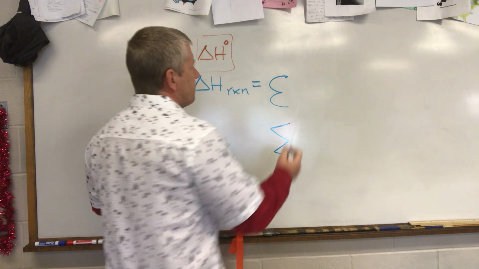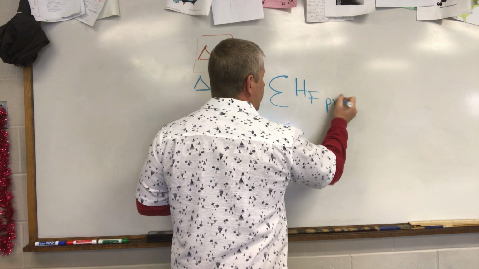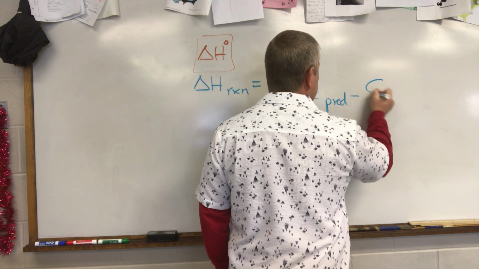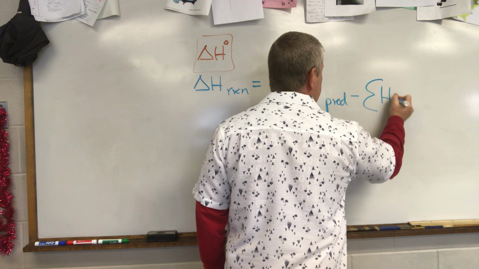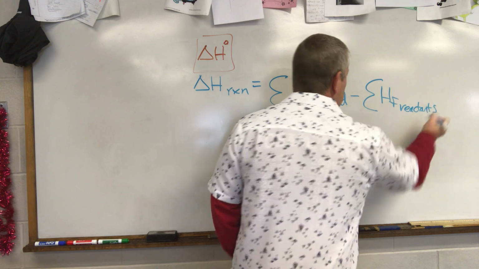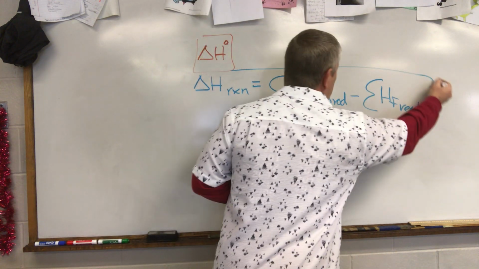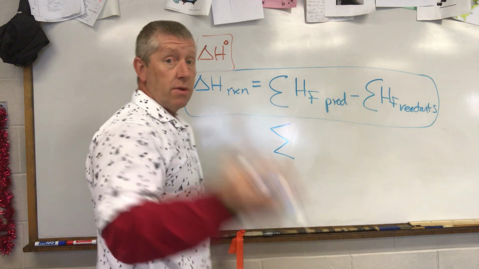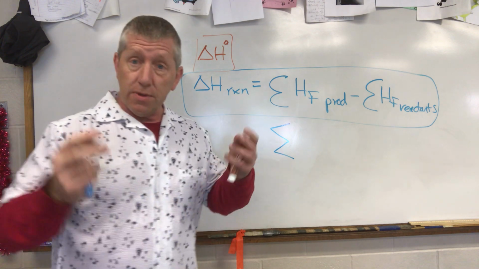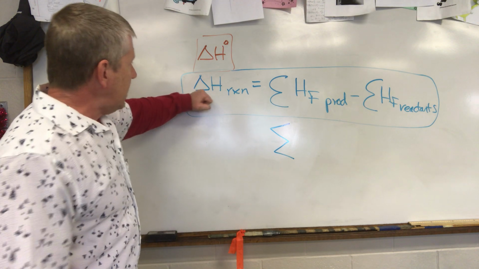The sum of the heats of formation of the products minus the sum of the heats of formation of the reactants. This is on the equation sheet which I sent you the other day, so hopefully you see that now, the equation sheet that we have for this last section of the course. And it has this on here. It has the delta H of a reaction.